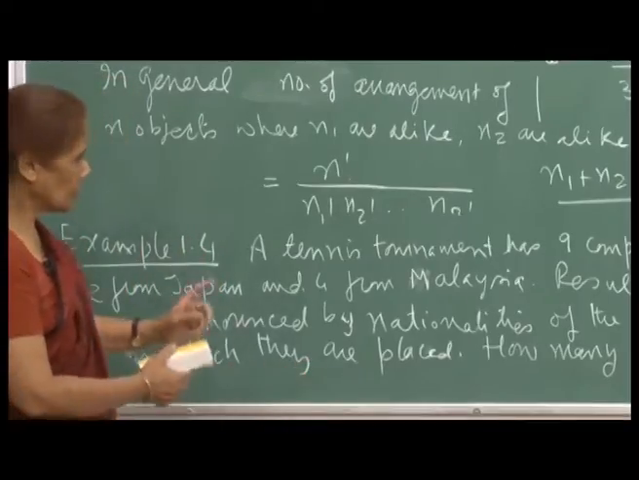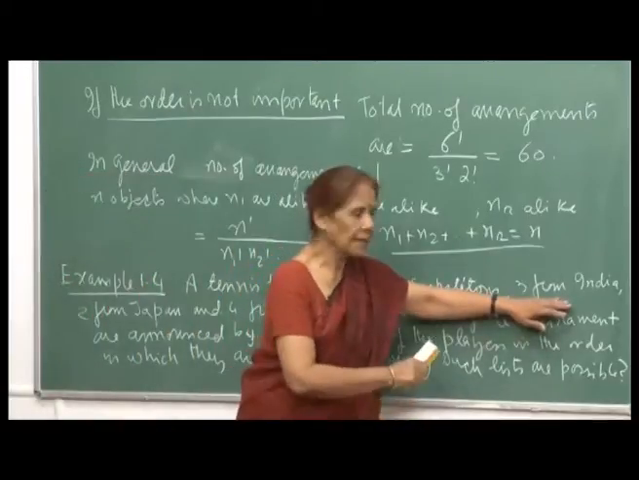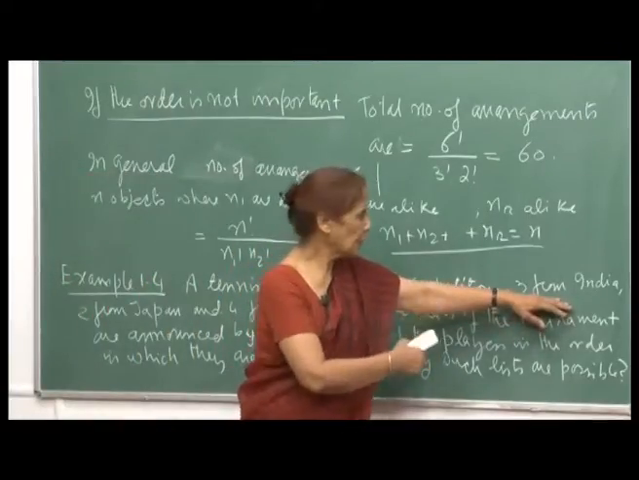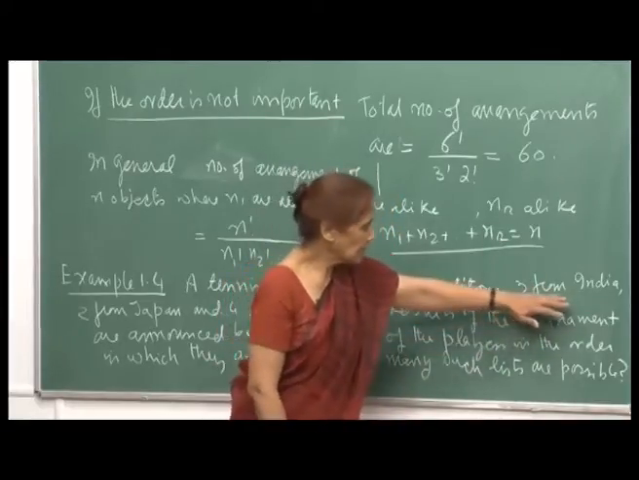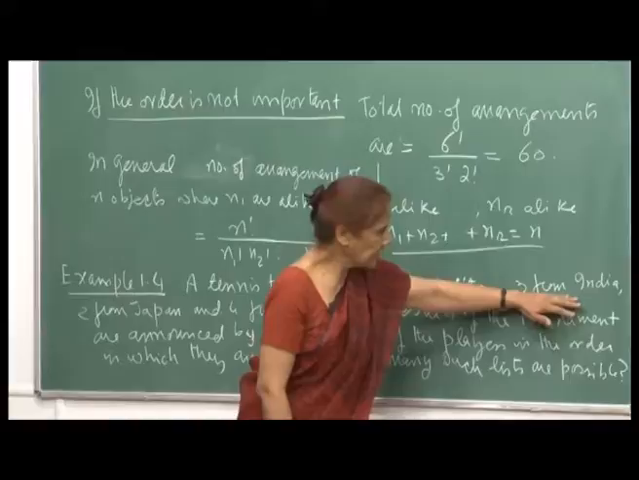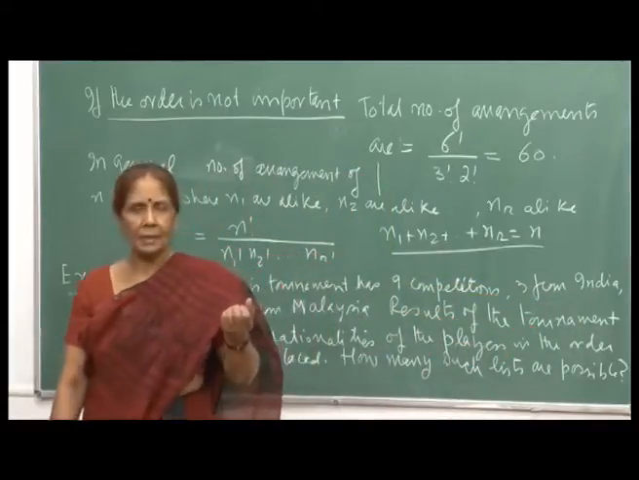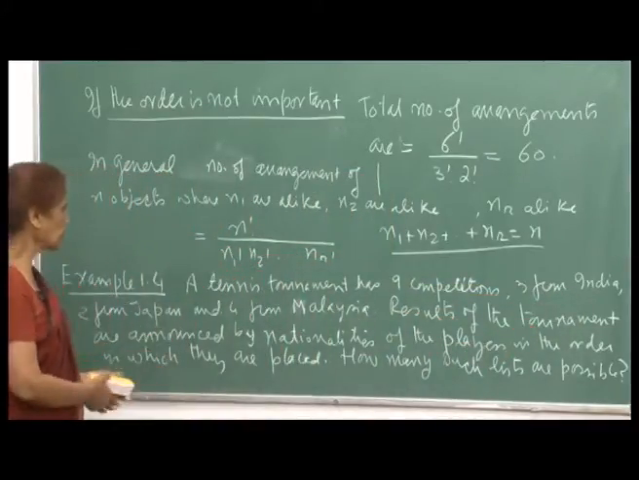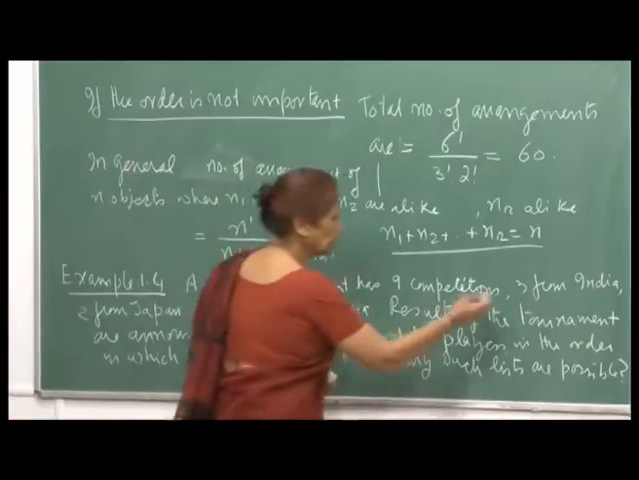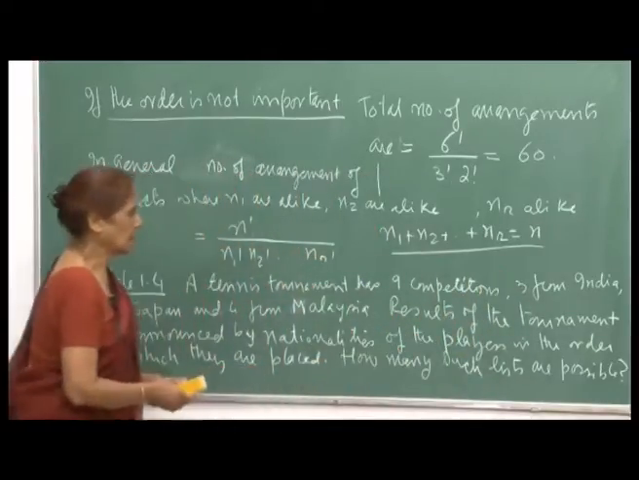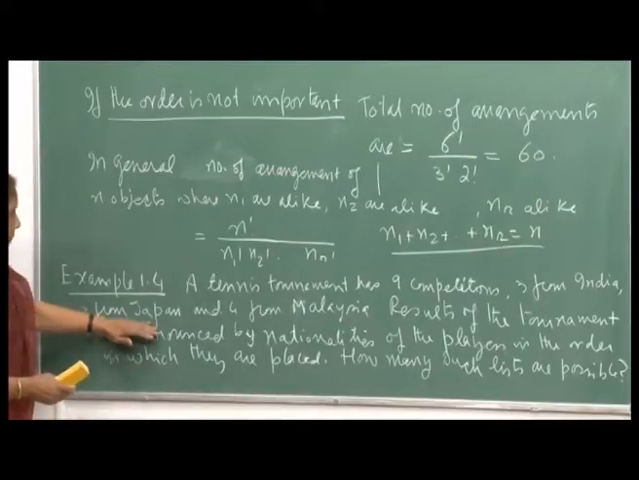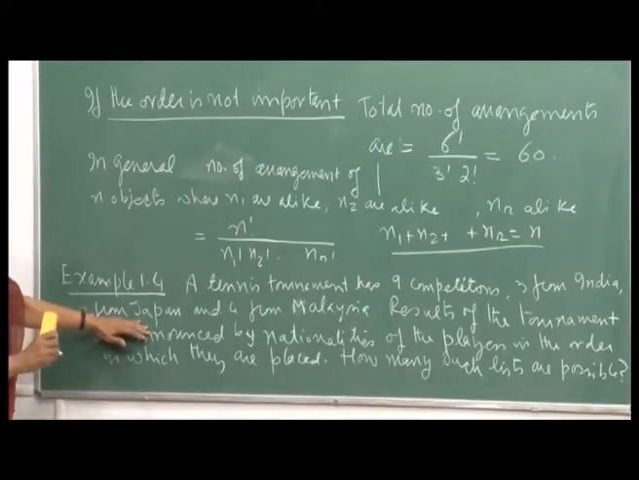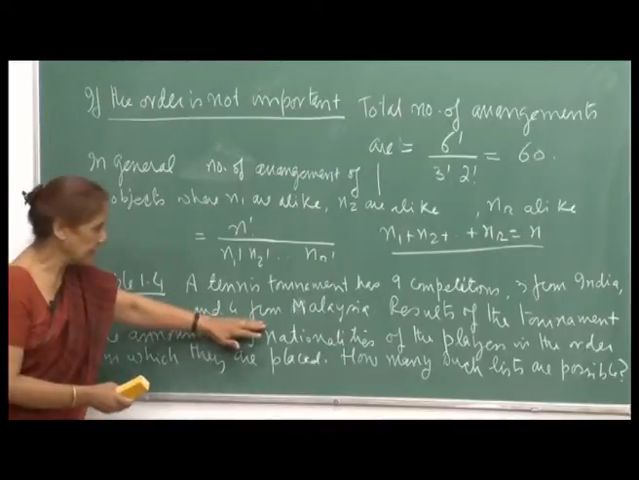In that case, 3 from India would be just 3 Indians, and it does not matter which one gets the first position, third position, or whatever it is. So, here all the 3 players would be considered as players from India. Another way of looking at it is that you can think of these 3 people as one entity, because they are just representing the same country. Similarly, 2 from Japan would be distinguished by their nationality and not by their names, and likewise from Malaysia.